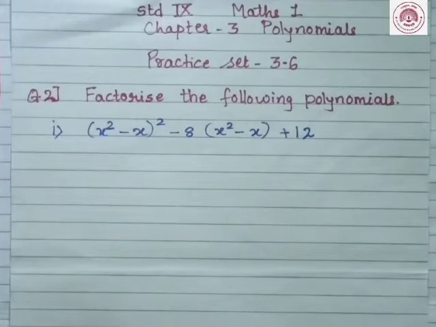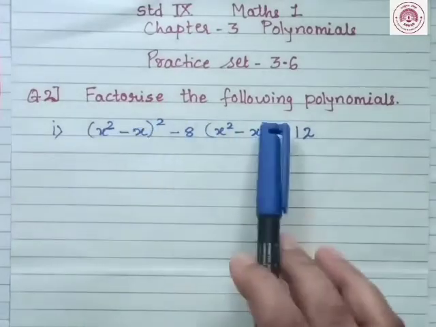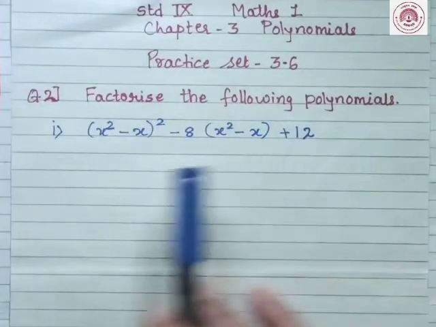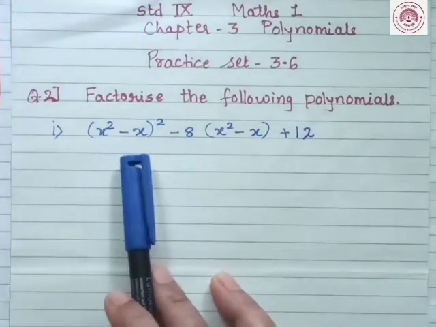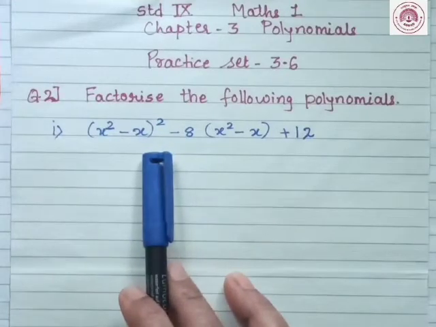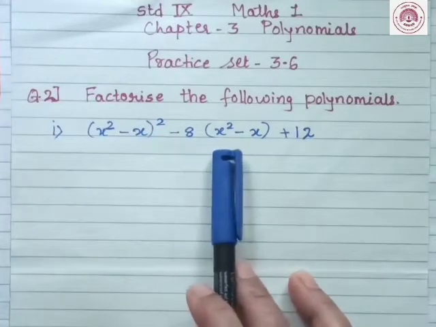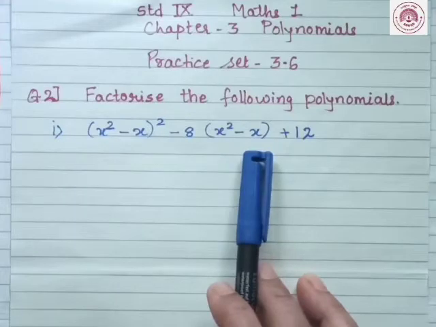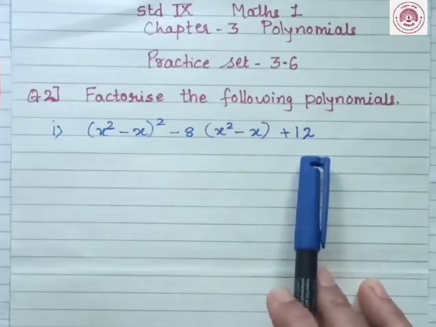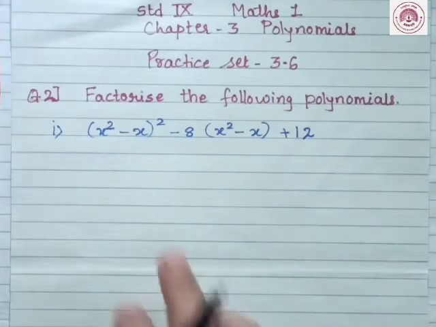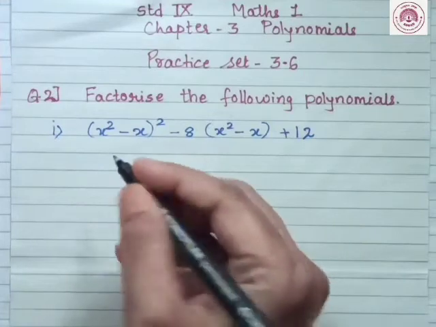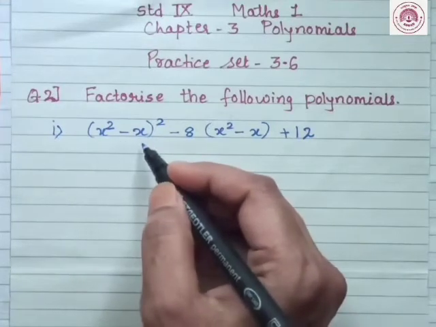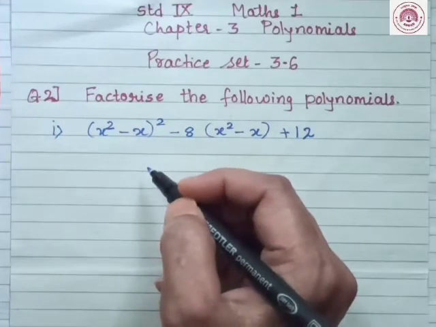Today we will solve practice set 3.6 question number 2. The question is, factorize the following polynomials. The polynomial is (x² − x)² − 8(x² − x) + 12. Here, to find the factors, we will substitute x² − x as some other variable.